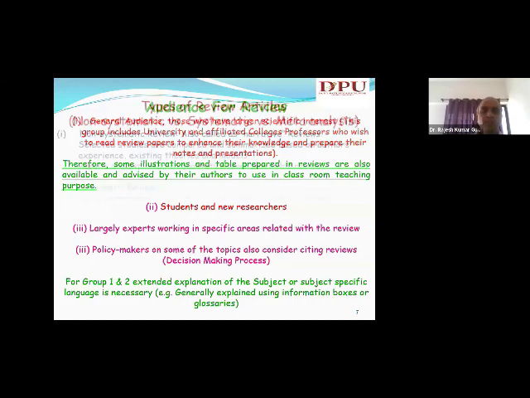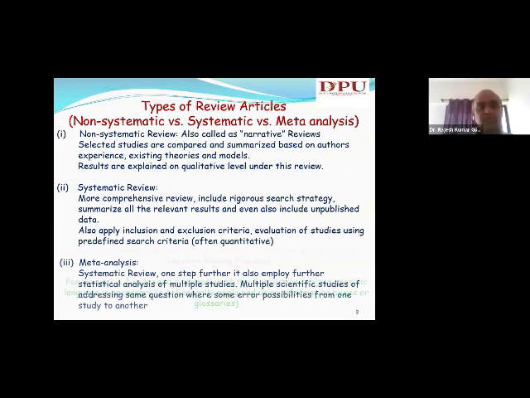Now, coming to the types of review articles, it has already been discussed by Professor Pal sir and Professor Navani madam. Normally there are systematic reviews versus meta-analysis. Today I am mostly focusing on narrative reviews. Non-systematic reviews are also called narrative reviews. Selected studies are compared and summarized based on the author's experience, existing theories and models. Results are explained on a qualitative level under this review.